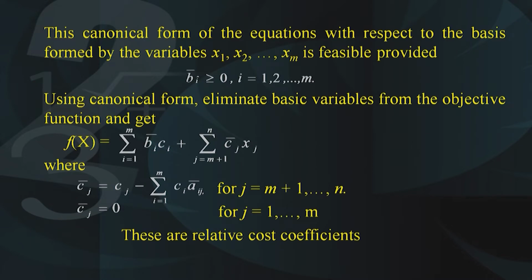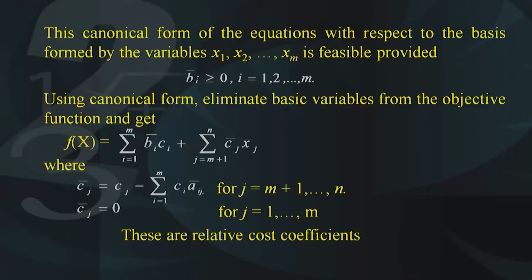Now, what does this mean? This canonical form of the equations with respect to the basis formed by the variables x1, x2, ..., xm is feasible provided the right hand side, that is the bi bar, are greater than or equal to 0 for all values of i from 1 up to m. You know that in order to make it feasible, we need the right hand side greater than or equal to 0.